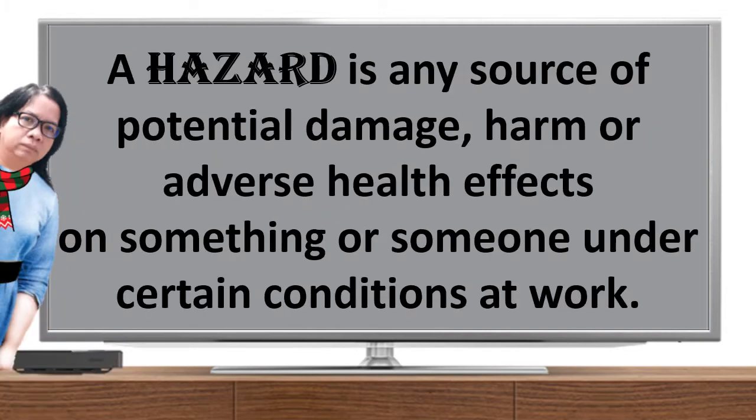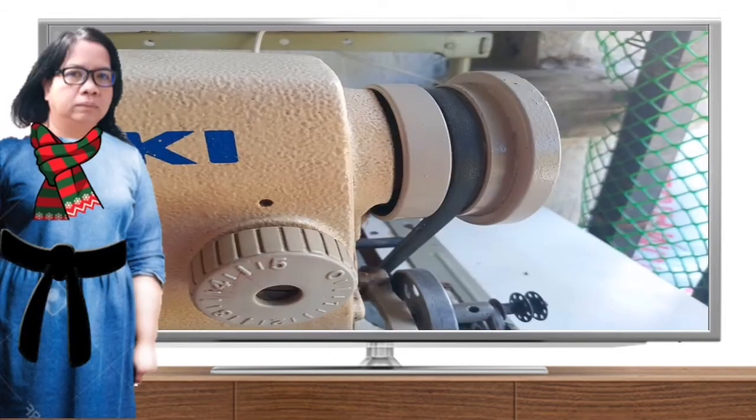What is a hazard? A hazard is any source of potential damage, harm, or adverse health effects on something or someone under certain conditions at work. A sewing machine is an equipment that can be a source of many potential hazards. I will show you three of its parts that can be a source of potential damage or that can harm under certain conditions. This belt and this balance wheel while the sewing machine is running fast.